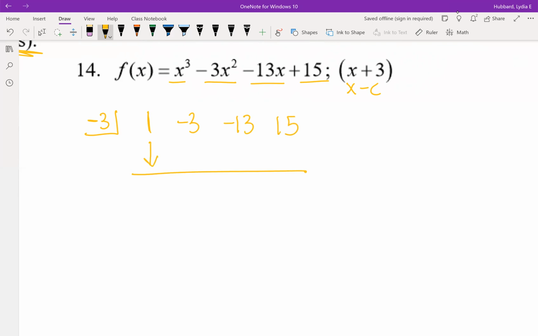So I'll drop down that 1. Okay, and then I'll do 1 times negative 3, which is negative 3. And I'll add straight down to get a negative 6. Negative 6 times negative 3 is a positive 18. And I'll add straight down to get 5.